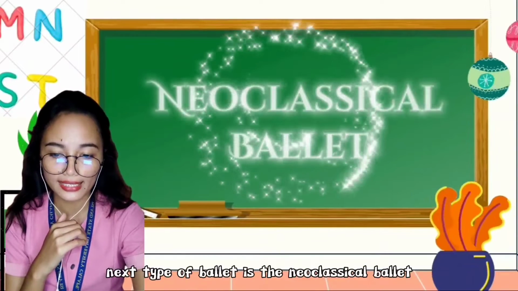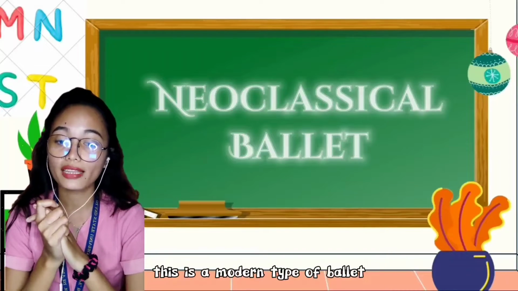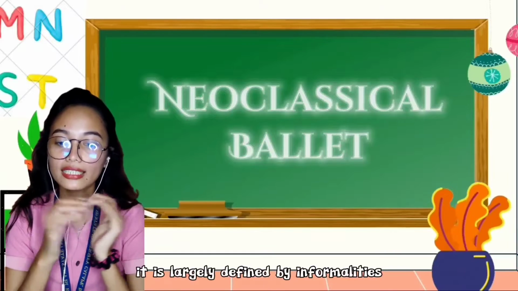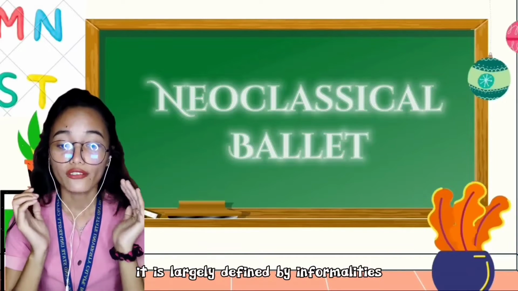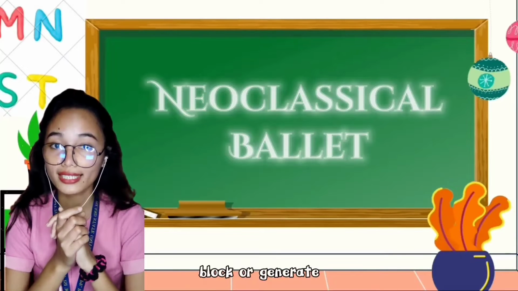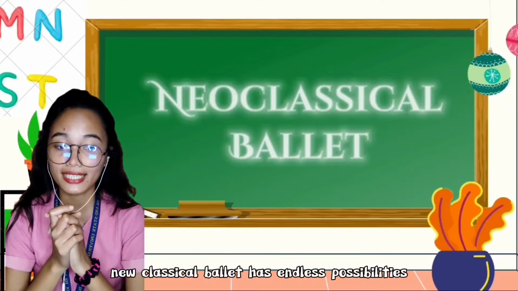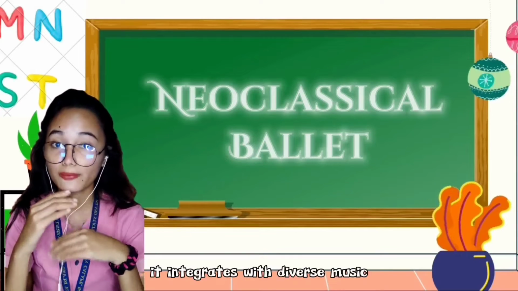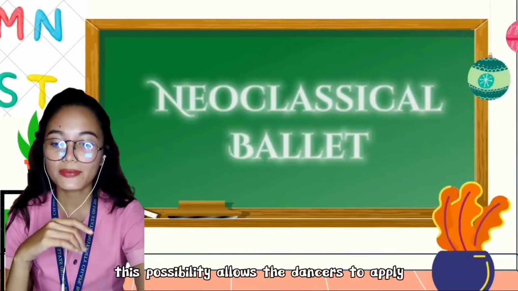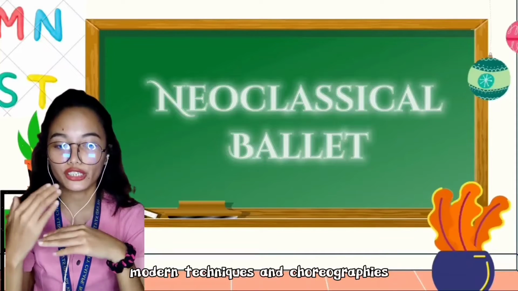Next type of ballet is the neoclassical ballet. This is a modern type of ballet with an abstract twist on the techniques and vocabulary. It is largely defined by informality since there are no formal costumes, plot, or scenery. Neoclassical ballet has endless possibilities. It integrates with diverse music without the formality of classical ballet. This possibility allows the dancers to apply modern techniques and choreographies.